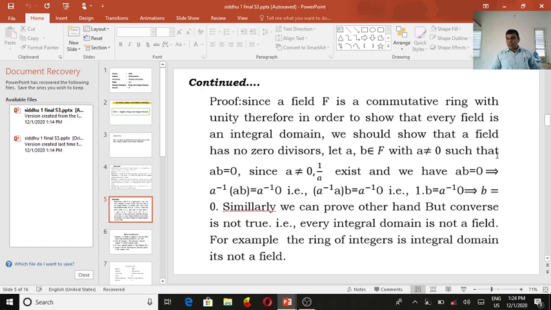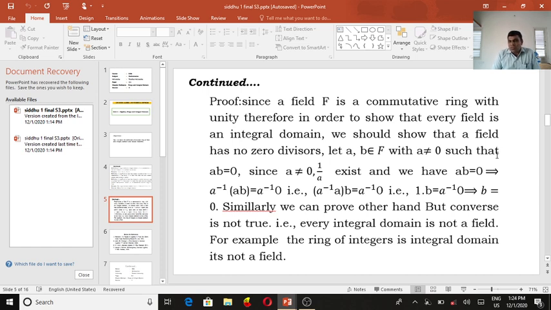If you take a non-zero element, without a zero divisor, we can write it. Similarly, we can prove the other side, but the converse is not true. That means every field is an integral domain, but an integral domain may not be a field. I'll give an example in the next session.